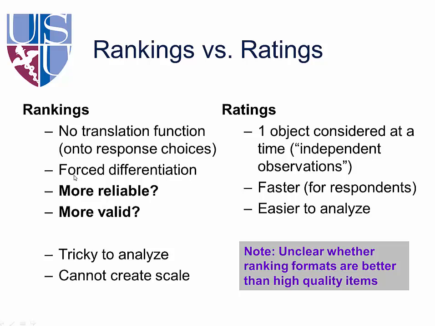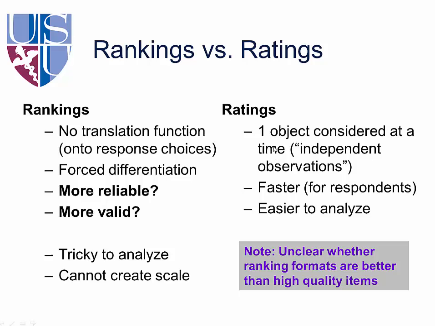Rankings, there's forced differentiation, so you're forcing people to pick, I like this one better than that one. Whereas in a rating, people could select 5s or 4s or 3s for all the different items. There is some evidence that rankings are more reliable and valid, but that's variable, depends on how they're asked. Ranking items can be a little bit tricky to analyze because the items are not independent of one another, and you can't create a scale score with a bunch of rankings.